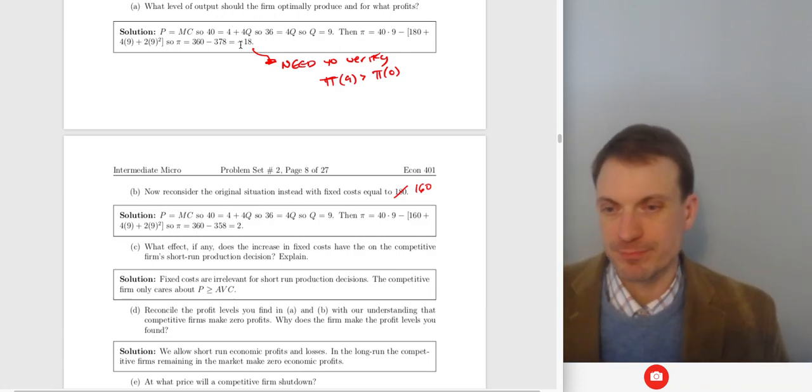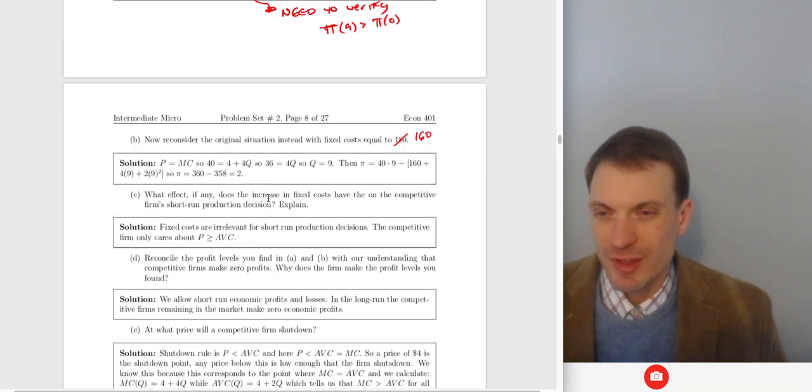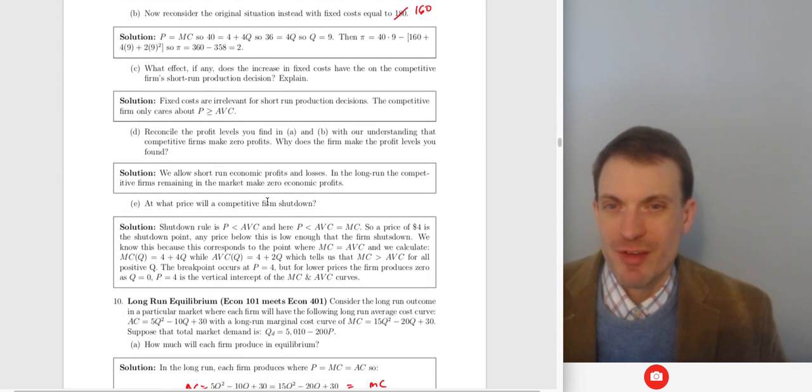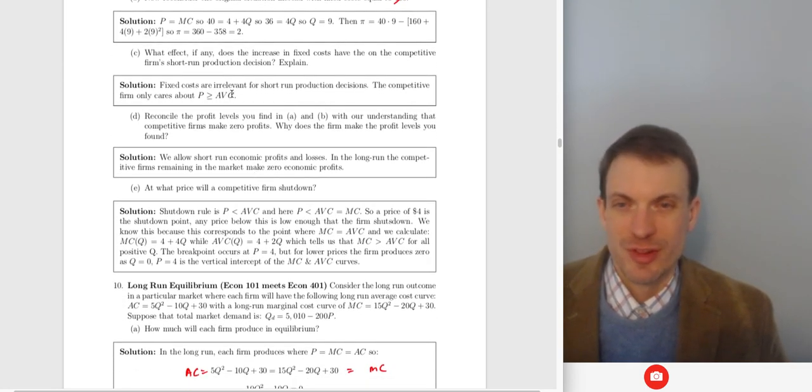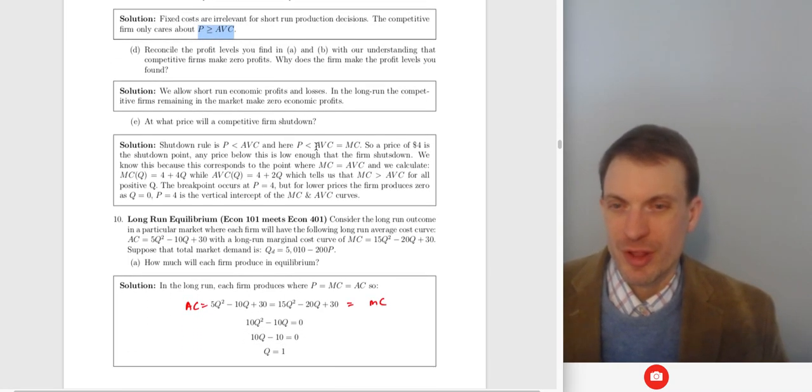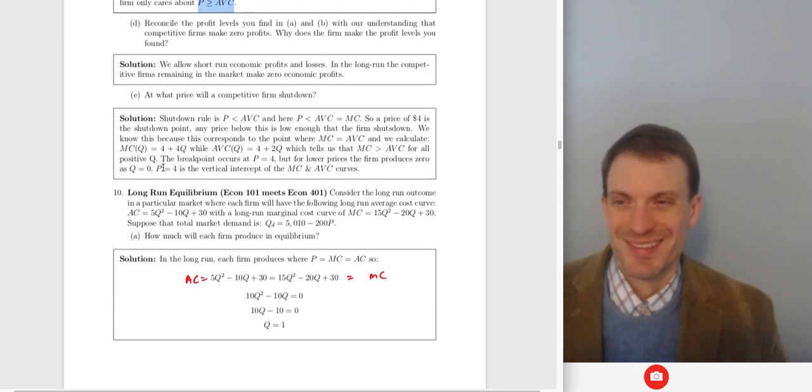Same problem. Okay, so what effect, if any, does the increase in fixed costs have on the competitive short-run decision? We just answered that. It's irrelevant. All they care about is price is bigger than average variable cost. What firm do they shut down? So we did this already. It's the same problem.